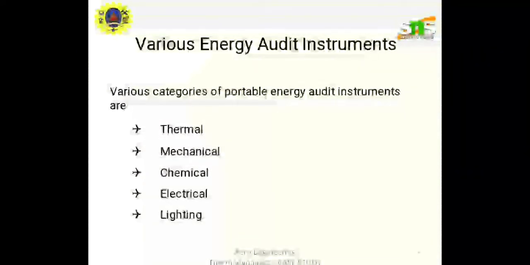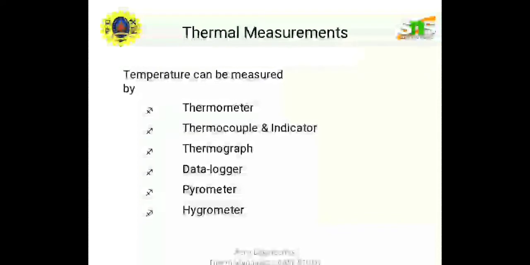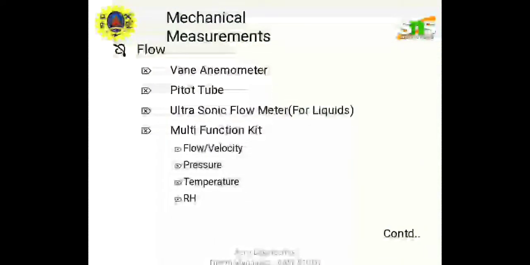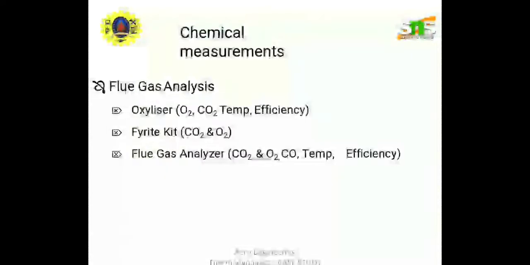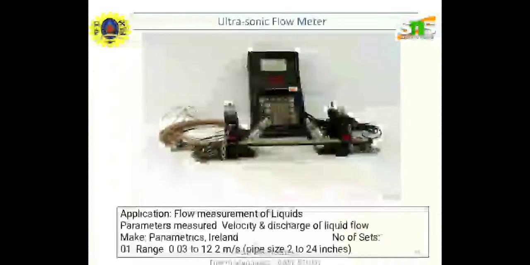Various energy audit instruments are thermal, mechanical, chemical, electrical and lighting. Temperature can be measured by thermometer, thermocouple and indicator, thermograph, data logger, pyrometer and hygrometer. These are the mechanical measurements: vane meter, pitot tube, ultrasonic flow meter and multifunction kit. The chemical measurements are oxidizer, fire kit and flue gas analyzer.